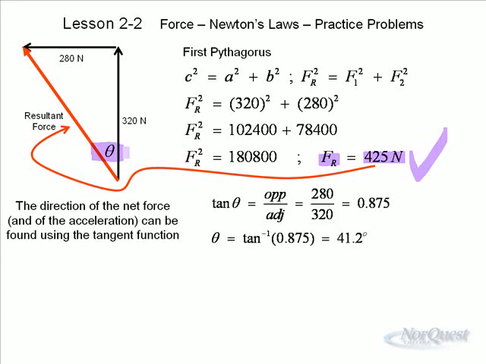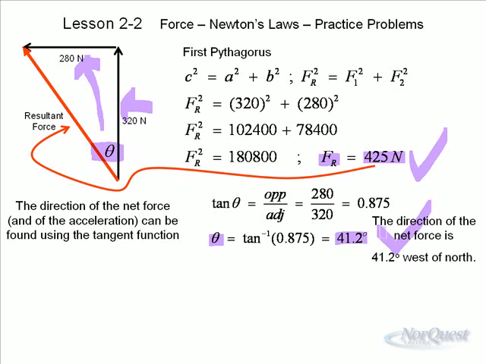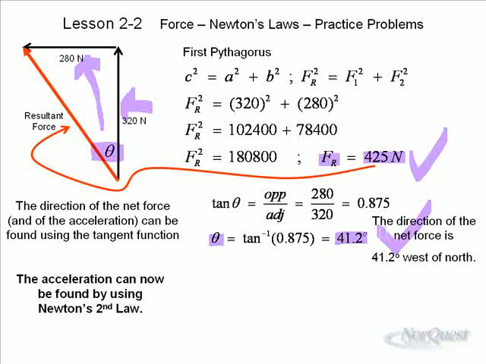Now, to find the direction, you need to use the sine, cosine, or tan. In this case, we could use the tan because we have opposite over adjacent. And, of course, opposite over adjacent is the tangent function. So 280 divided by 320. And if you find the actual angle itself, it's 41.2 degrees. So we know the magnitude of the force, and we also know the direction of the force. So the direction is 41.2 degrees west of north. Now we can find the acceleration.